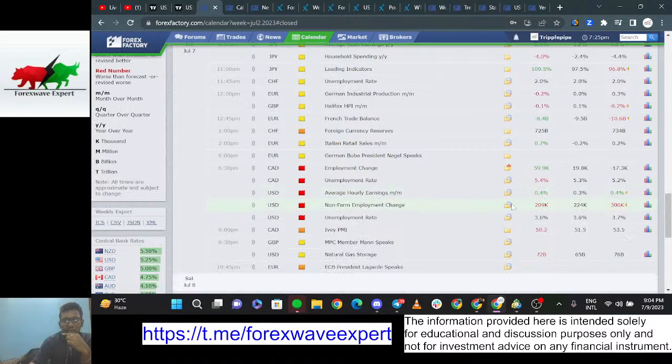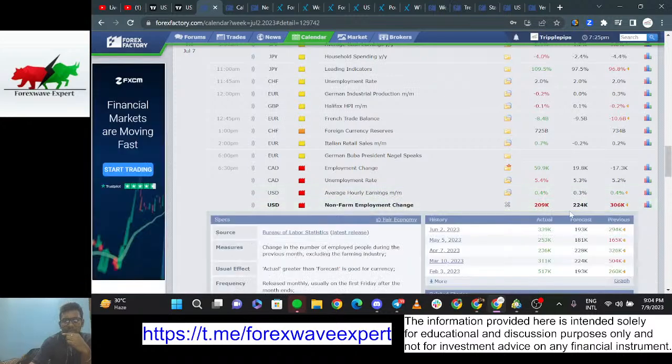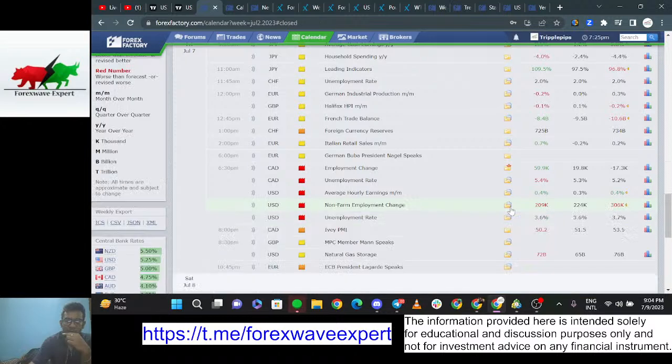Now, if we look at the employment change, we can see that previous month on NFP we had 306K or 339K. This month we have 209K employment, so it has been reduced so drastically, let's just say 30% in a month. So it's going to have a huge impact, and we will see its impact on a chart as well in some coming minutes, so stay tuned with us.